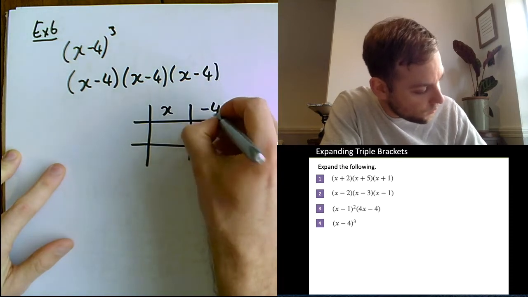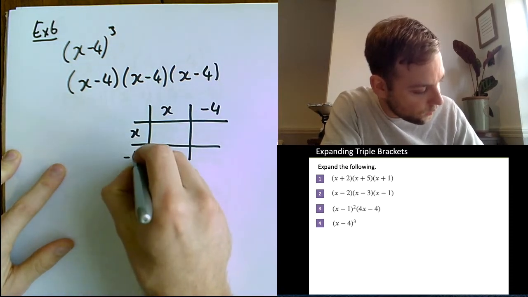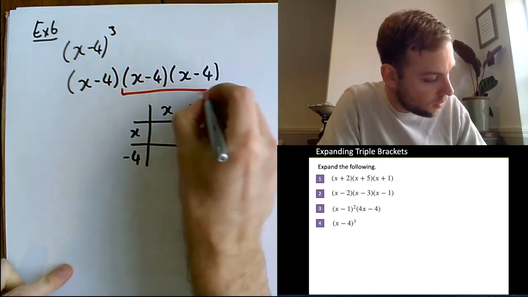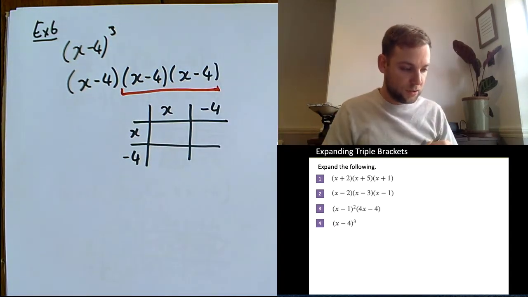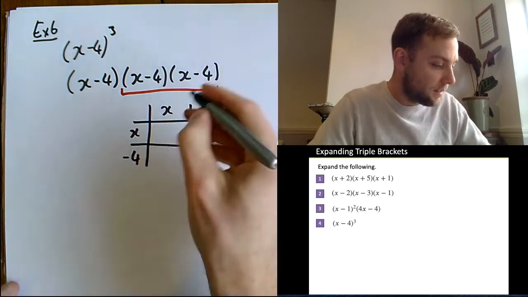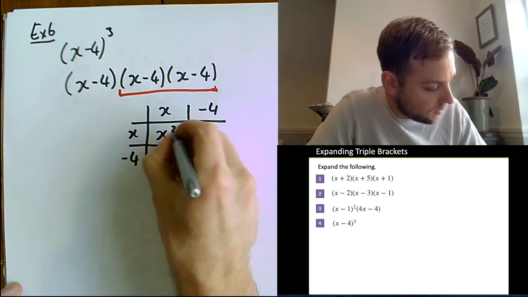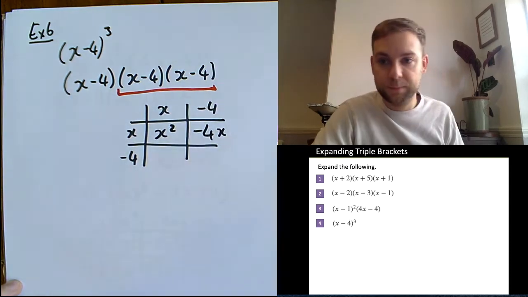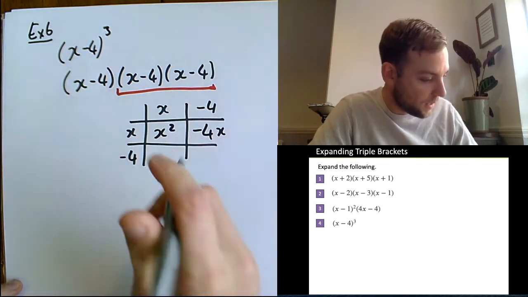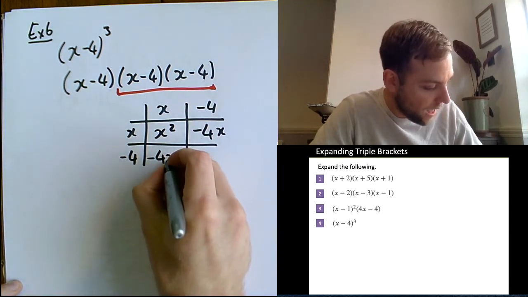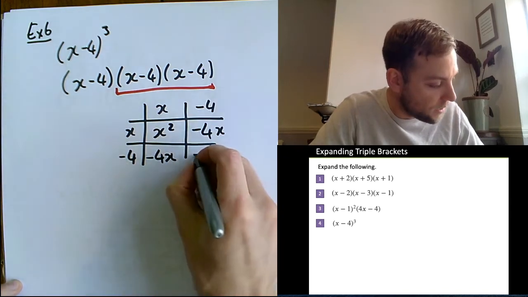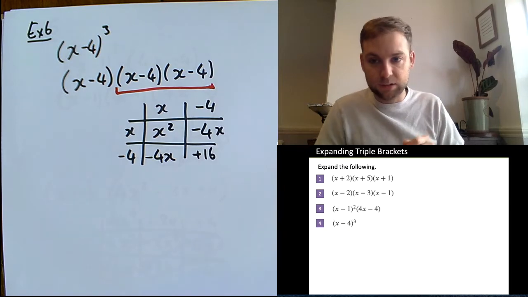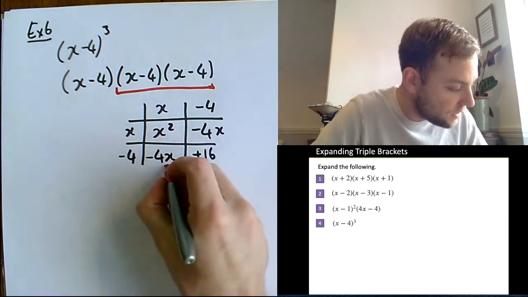X minus 4, x minus 4. Remember, we were doing these two here. Just make it really clear with this one. These are the two I'm doing first. So x times by x is x squared. X times by minus 4 is minus 4x. Minus 4 times my x is minus 4x. And minus 4 times minus 4 is positive 16. Check the diagonals. Do these diagonals simplify? Yes, they do.